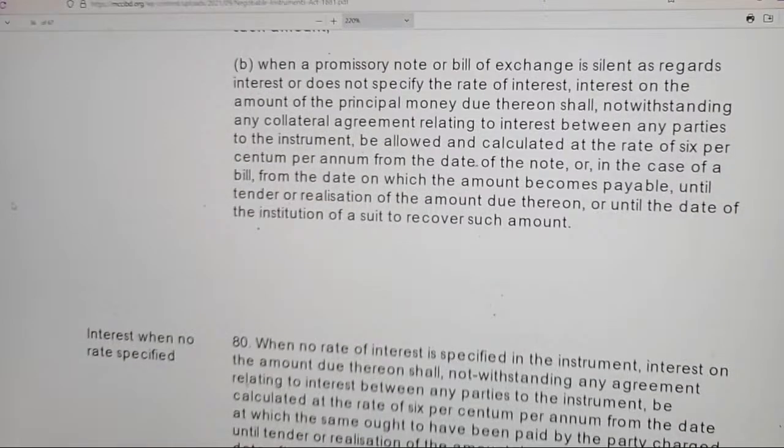B. When a promissory note or a bill of exchange is silent as regards interest or does not specify the rate of interest, interest on the amount of the principal money due thereon shall, notwithstanding any collateral agreement relating to interest between any parties to the instrument, be allowed and calculated at the rate of 6 percentum per annum from the date of the note, or in the case of a bill, from the date on which the amount becomes payable until tender or realization of the amount due thereon, or until the date of the institution of a suit to recover such amount.